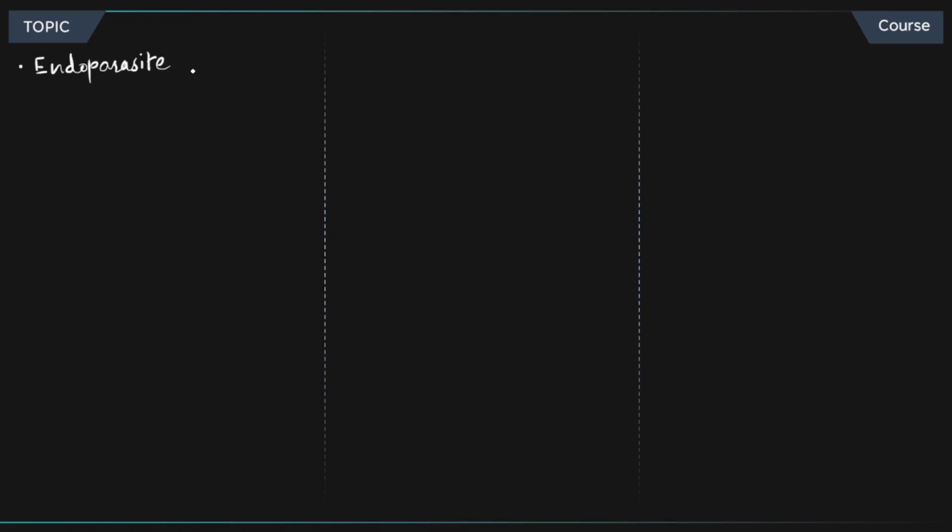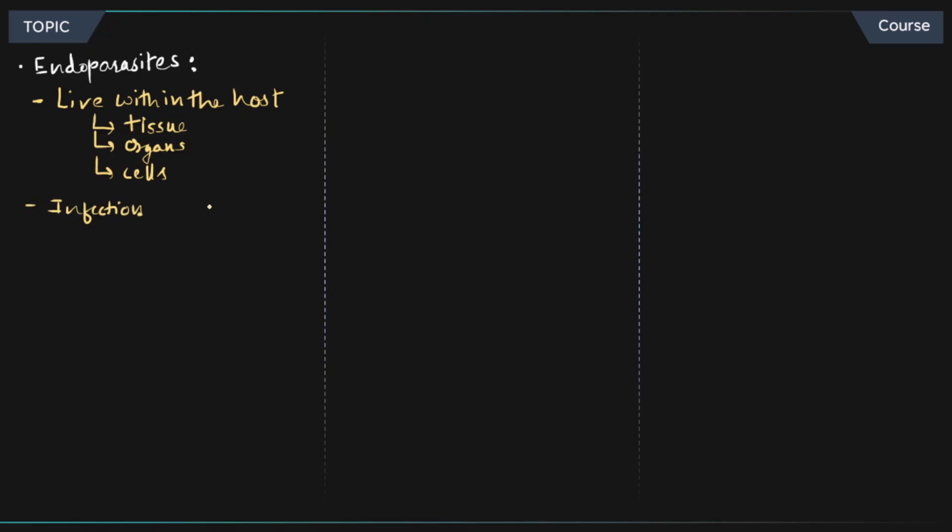Endoparasites. And as the name indicates, endoparasites live inside the host tissue. They will live inside the host cell even, or even organs. That's an important point regarding these endoparasites. They can live inside the organs, they can live inside the cells also. And that is why it's known as infection. So the difference between infestation and infection should be clear. Usually they will have a complex life cycle to understand. It's not like ectoparasites, which have a very simple life cycle.